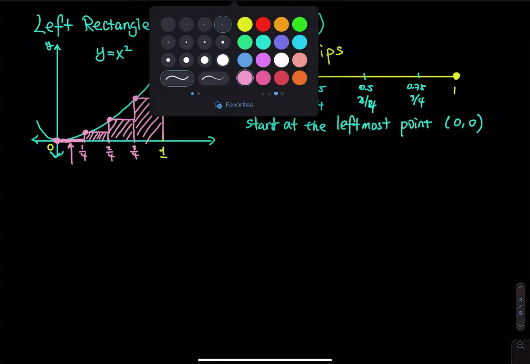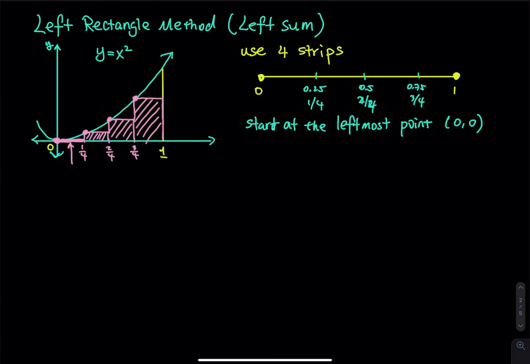Now, I want to ask you another question. The biggest rectangle right here, what is the area of this rectangle? Simple geometry question. The area equals base times height, right? So the base is 0.25 or 1/4. That is the base. How tall is the rectangle? It's a simple, elementary algebra question. When x equals 3/4, the height is determined by this, right? So this determines the height.